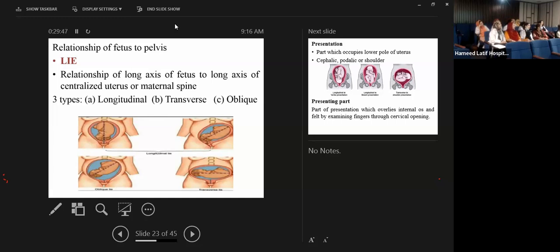So there is spontaneous version of the fetus to conform with the uterus. If the uterus is softer, like in multipara, so what are the factors which contribute to malpresentations or abnormal lies? Those are multiparity, excessive amount of liquor, any tumor or fibroid which is distorting the uterine cavity in a manner that makes it more rounded, or a low-lying placenta.